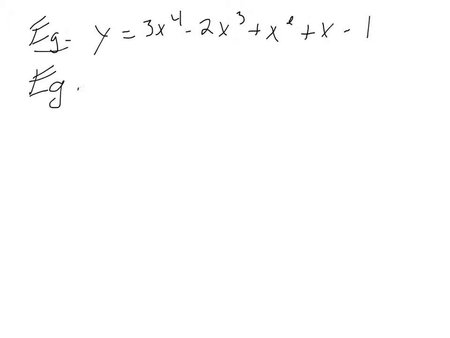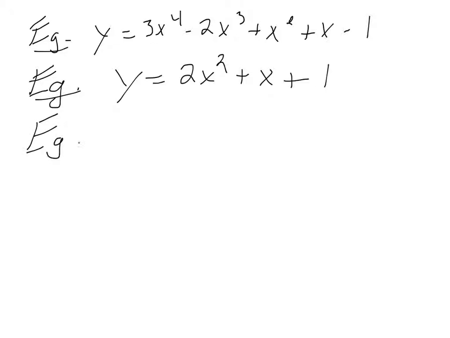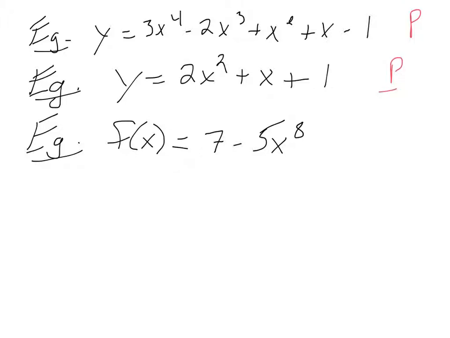So by the definition, by the way, quadratic functions are polynomial functions, right? They are definitely polynomial functions. What about the next one? f of x equals 7 minus 5x to the 8th. Is that a polynomial function based on our definition?